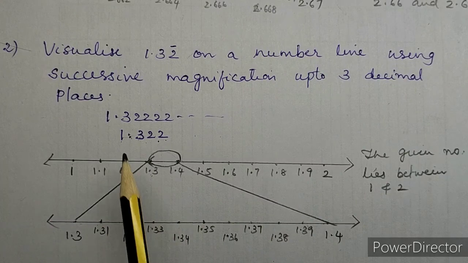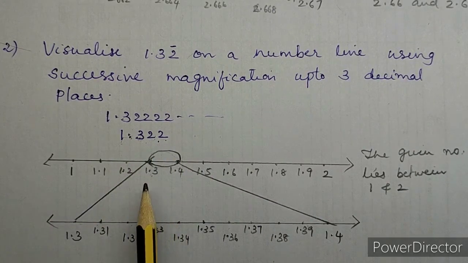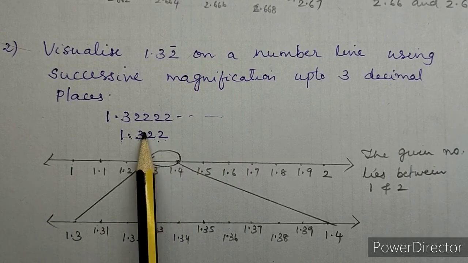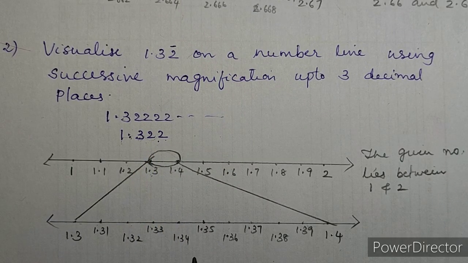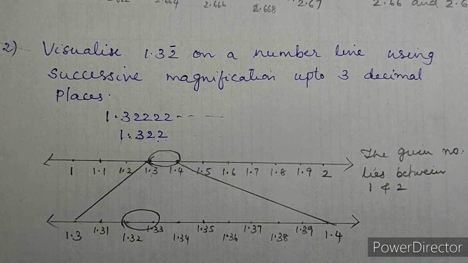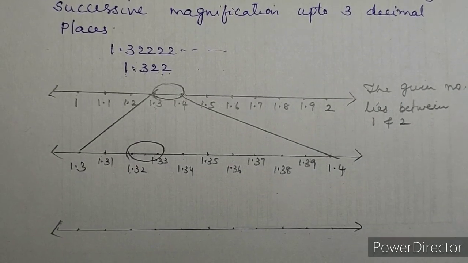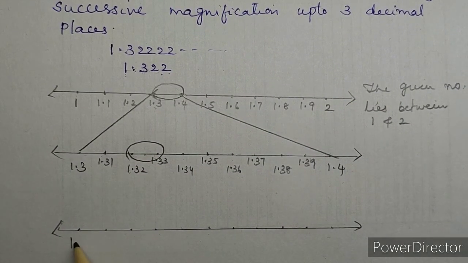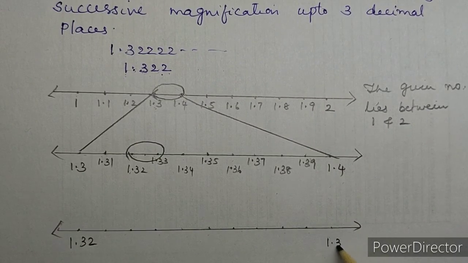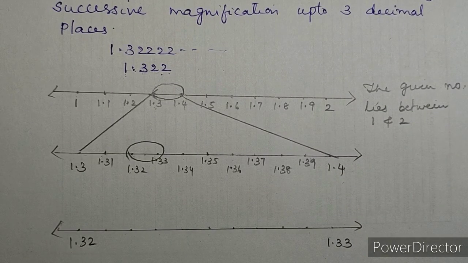So now tell me where that number 1.322 lies. This is 1.3, the second number is 2, so it will start from here only. So 1.32 and 1.33 here. This will be in between 1.32 and 1.33. Somewhere here it will lie. So again the third number line you have to draw in between 1.32 and 1.33. Now the magnified form of that small portion in the scale.